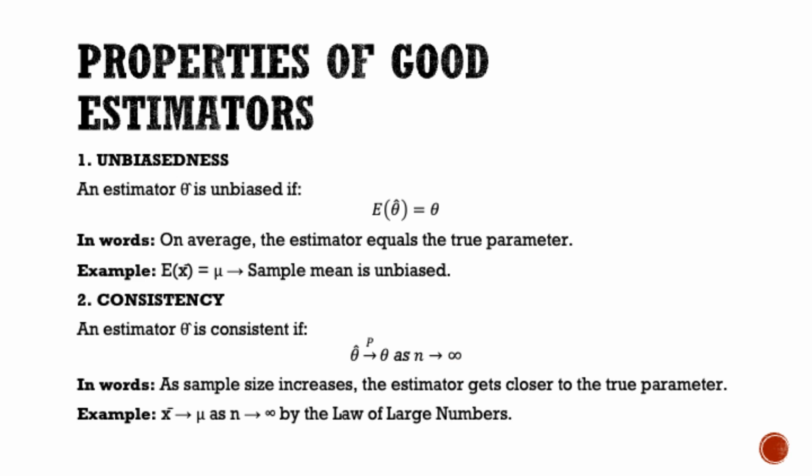Let's discuss the properties of good estimators. First, unbiasedness. An estimator theta hat is unbiased if its expected value equals the true parameter theta. In other words, on average, the estimator equals the true parameter. For example, the sample mean is unbiased because its expected value equals mu. Second, consistency. An estimator is consistent if it converges in probability to the true parameter as the sample size increases. As we collect more data, the estimator gets closer and closer to the true value. The sample mean is consistent by the law of large numbers.